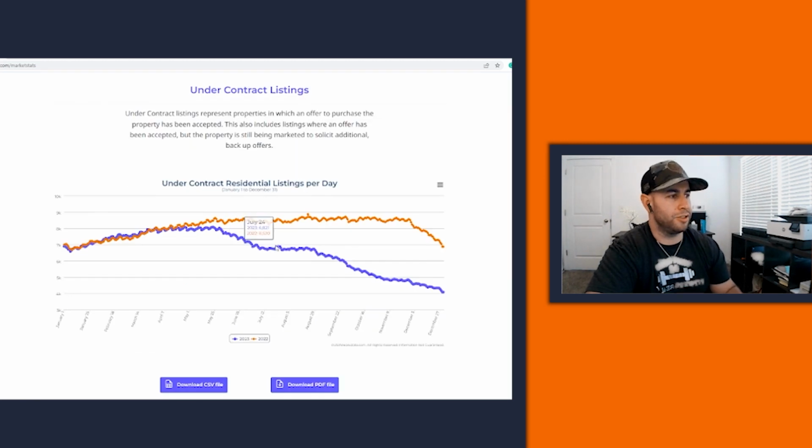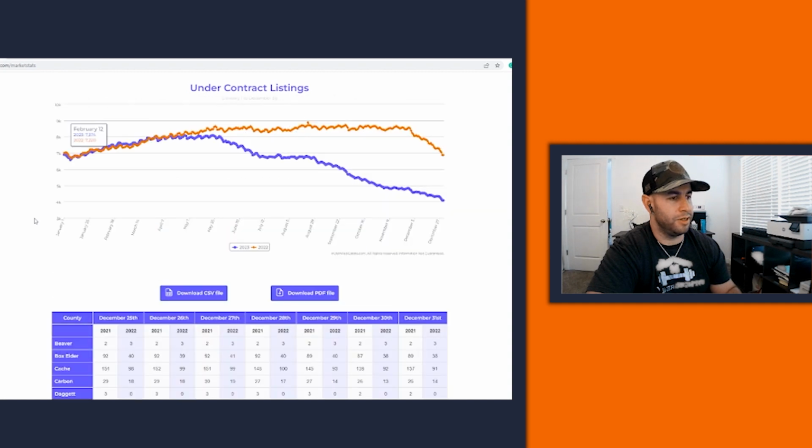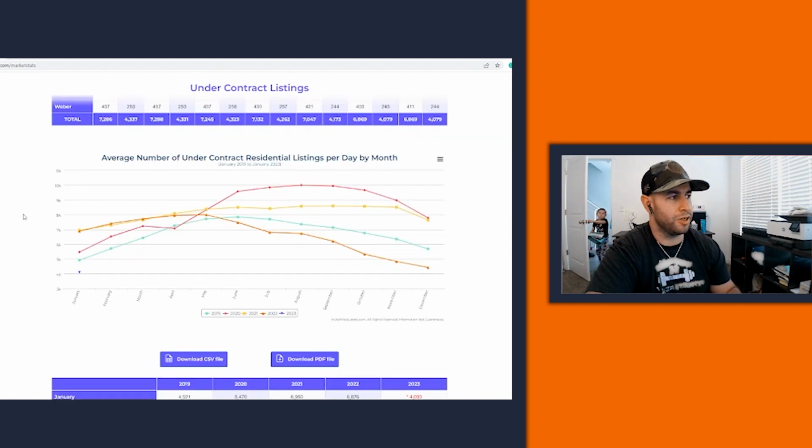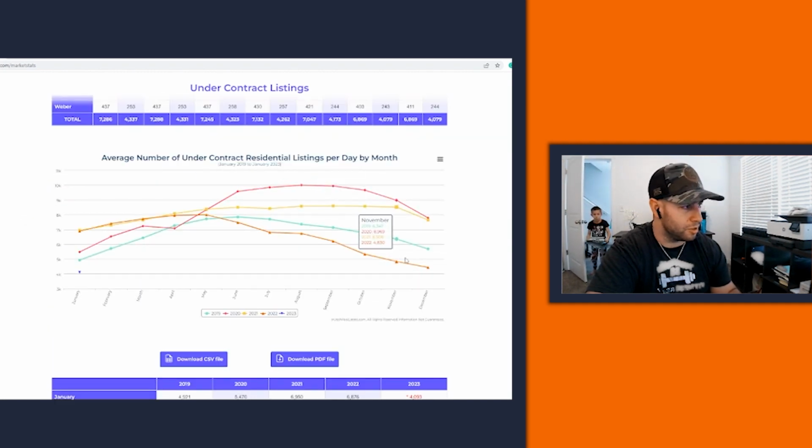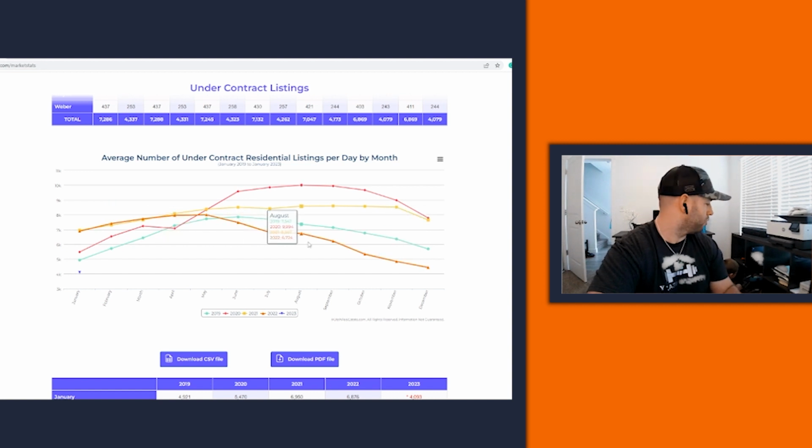All right, under contract listings, we're going to skip. They have the data for 23. Let's look at under contract residential listings. So you can see this orange line is way, way down. People just lost their purchasing power. So we'll have to see what it looks like next year. I'll bet it'll start somewhere right around here and trend around and come back down. Kind of normal. I bet it'll have a more normal curve.